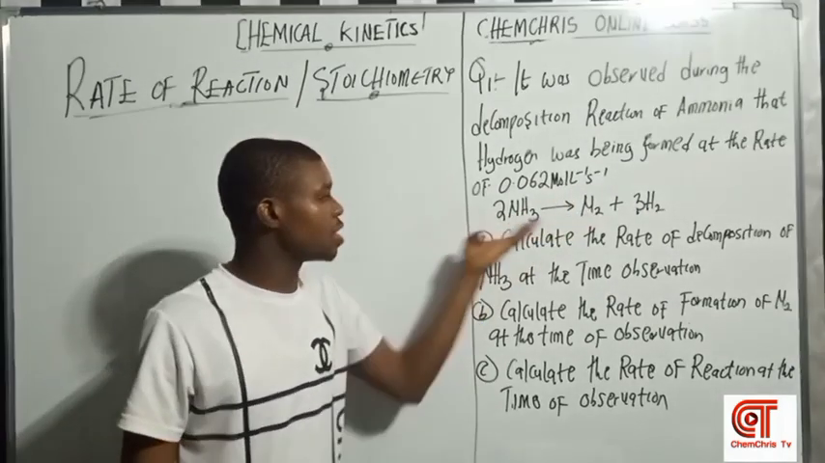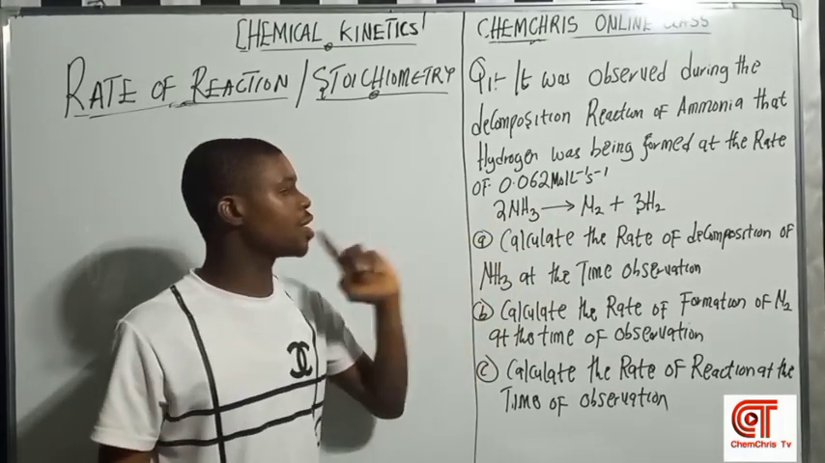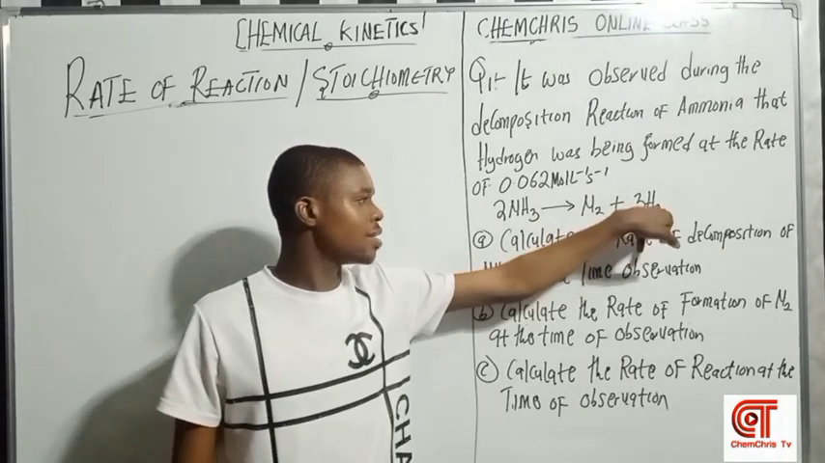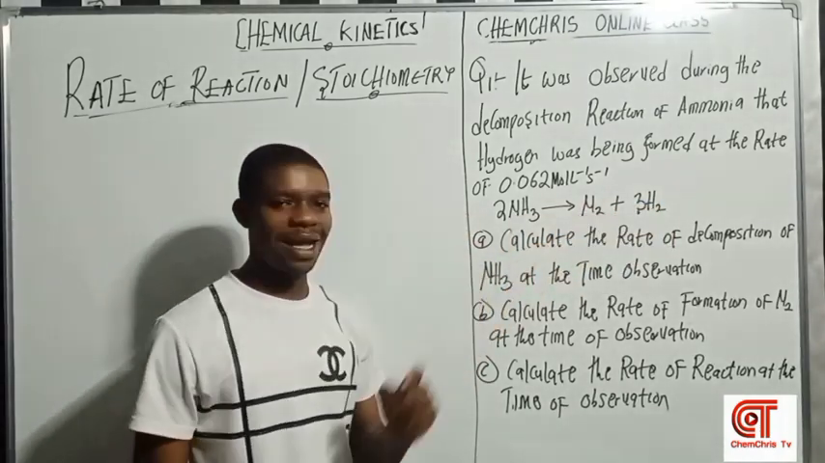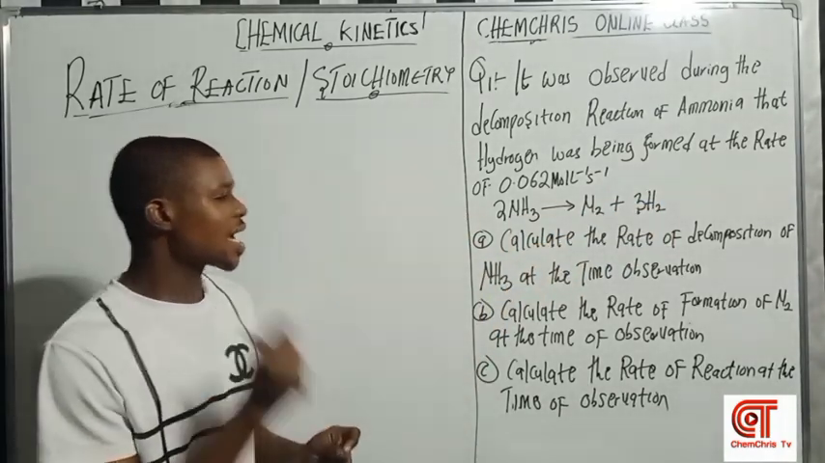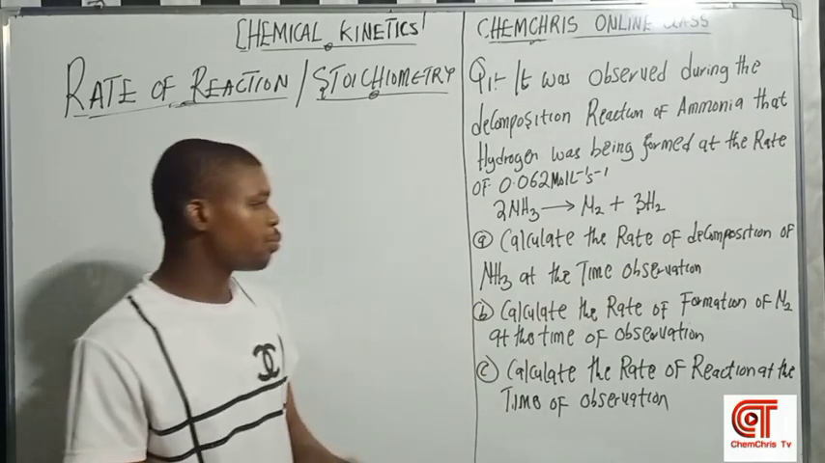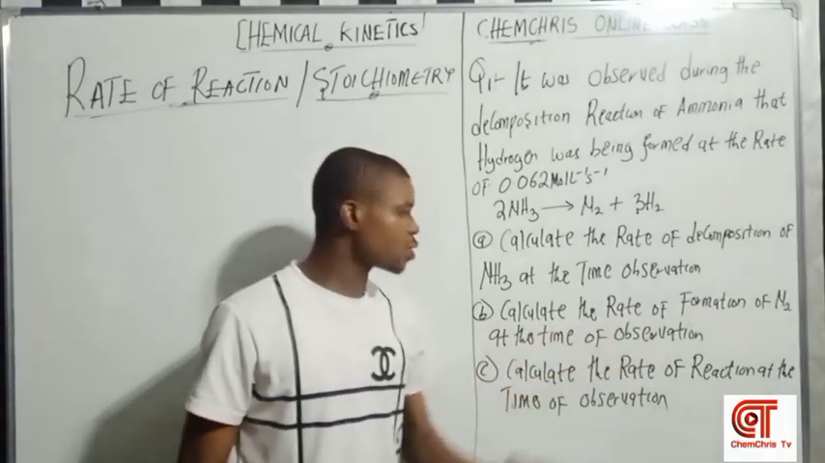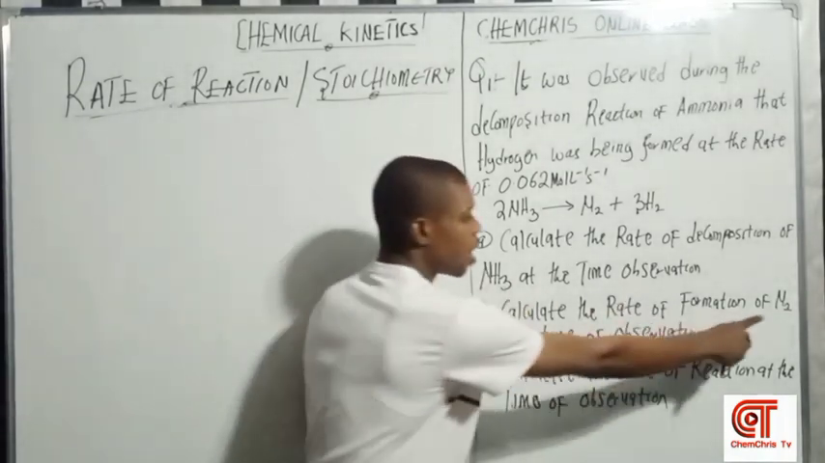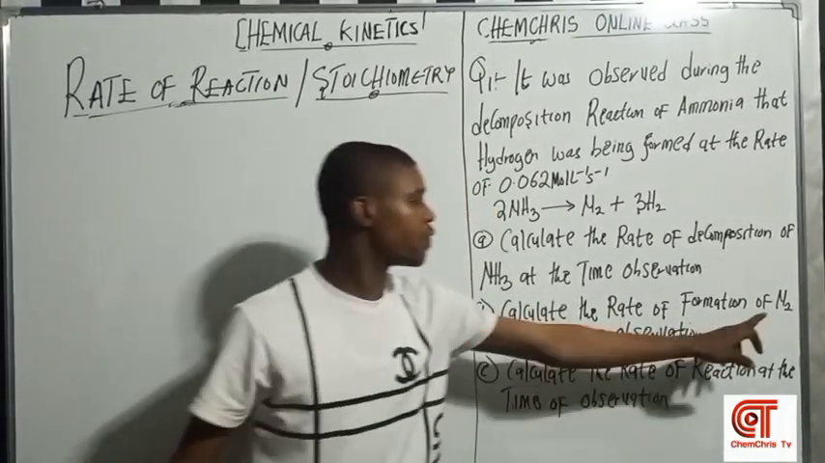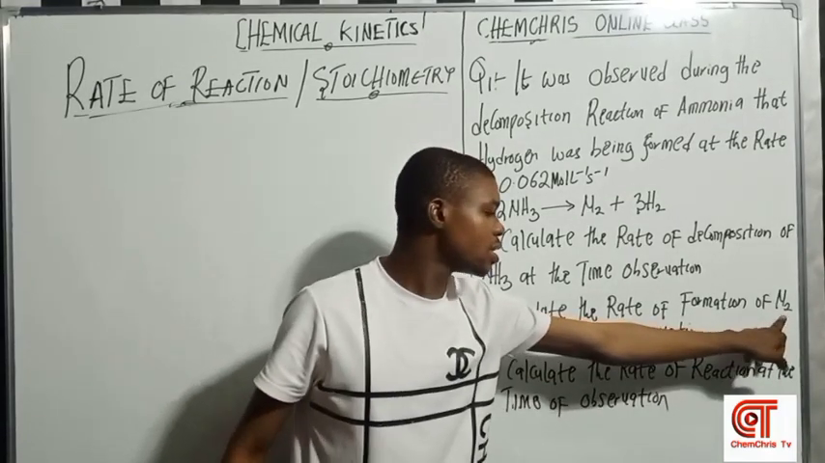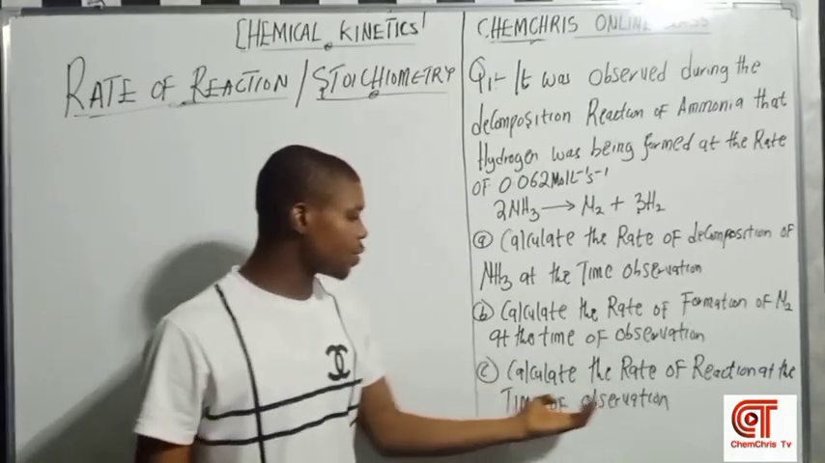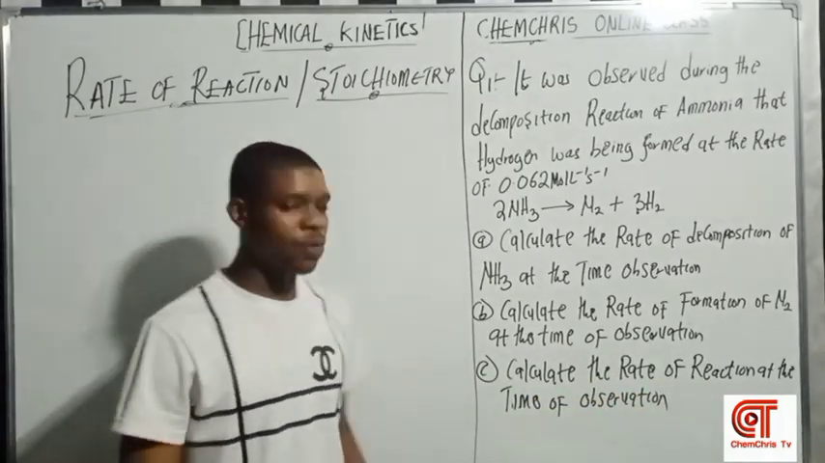Now, this is the decomposition of ammonia. When you decompose ammonia, you're going to form nitrogen gas and hydrogen gas. Here's the balanced equation. Now they're asking: calculate the rate of decomposition of ammonia at the time observed, calculate the rate of formation of nitrogen gas at the time observed, then calculate the rate of reaction at the time observed.